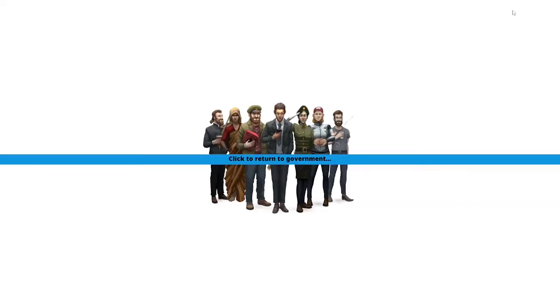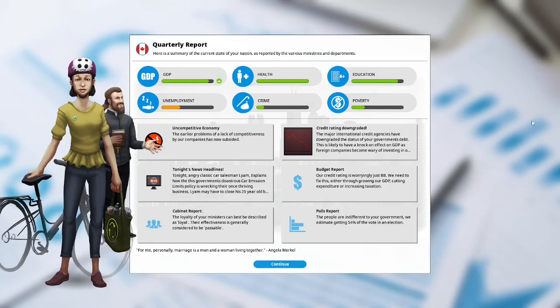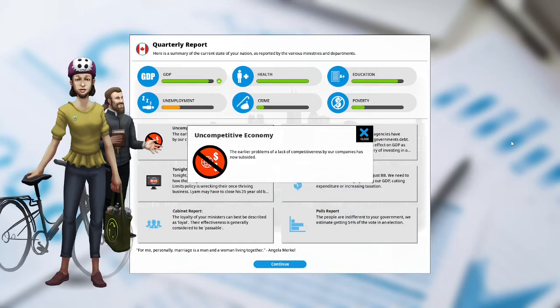Let's hit that button. We will now be entering the 4th term of our 4th year of our 2nd term as Prime Minister of Canada. Let's see how we did. The GDP is up. Uncompetitive economy. The earlier problems of lack of competitiveness by our companies has now subsided.